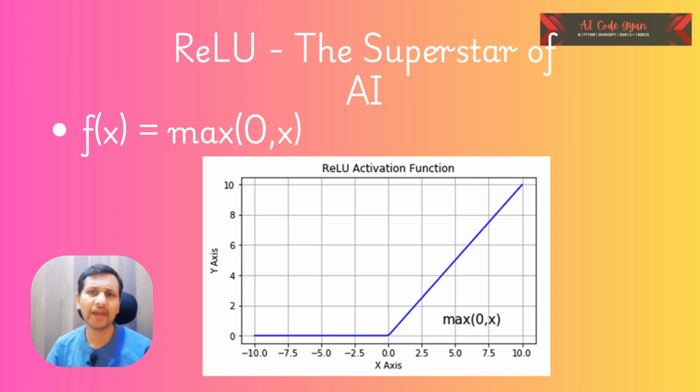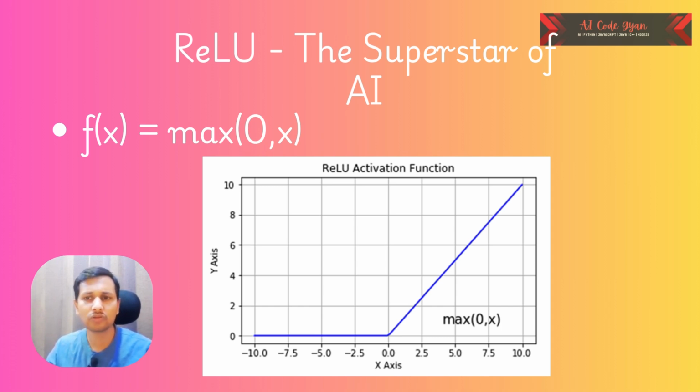ReLU is the superstar of AI. It is the most popular activation function. We have f(x) equal to max of (0, x). So this is 0 for negative numbers, and for positive values it is a linear curve. That means it will be the same as the input after 0. So this is a very useful function.